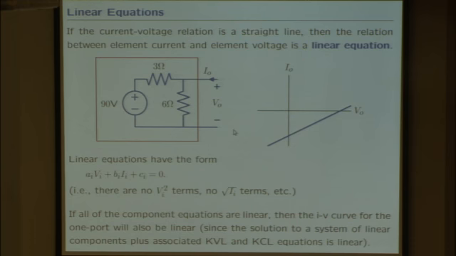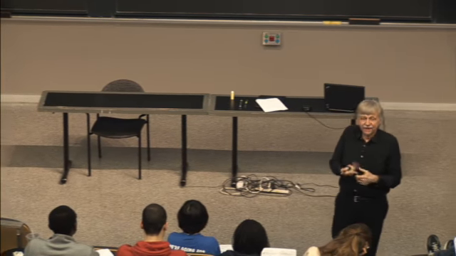Remember, when we solve a circuit, we have to have one law for every element, like Ohm's Law, V equals IR, or for a voltage source, V equals V naught, or something like that. We need one law for every element. And then we have KVL and KCL.